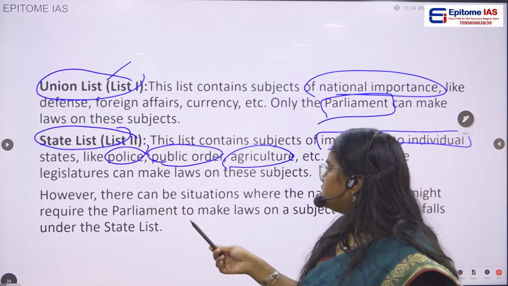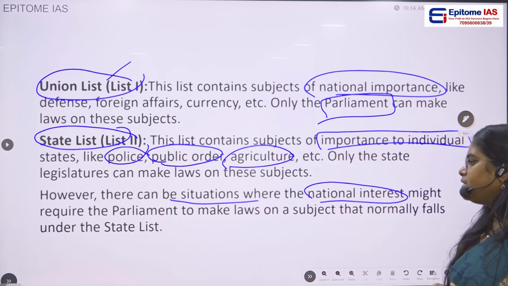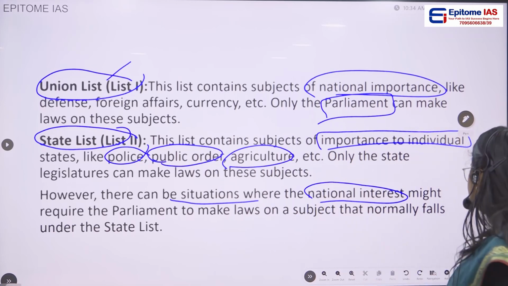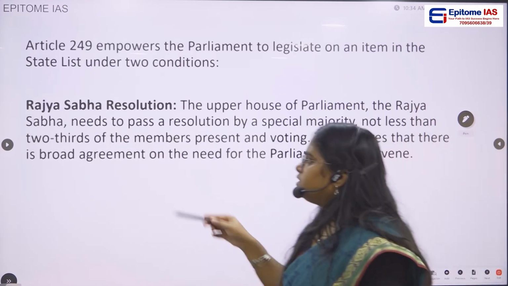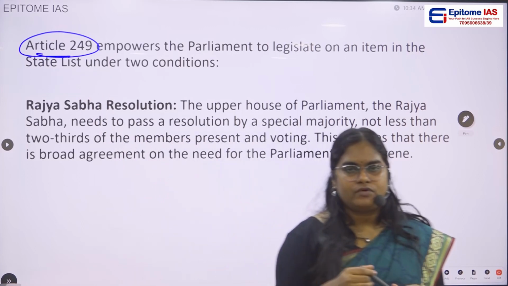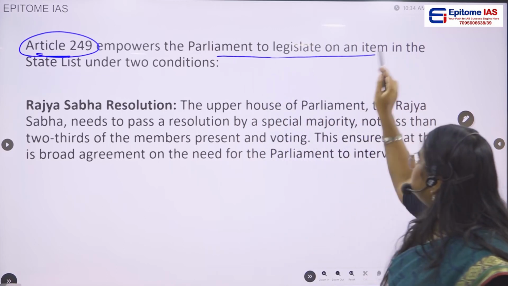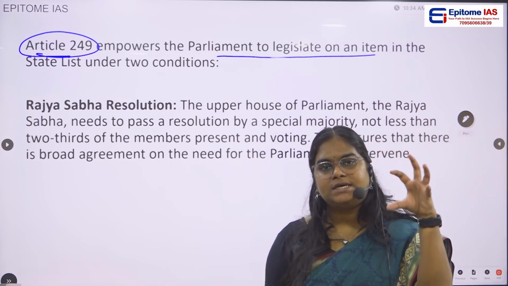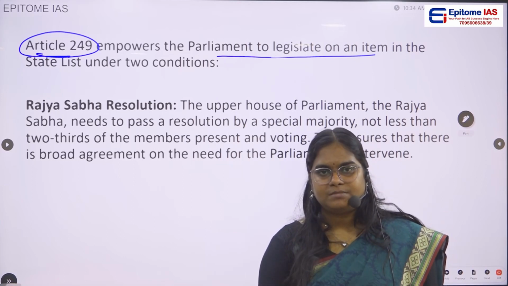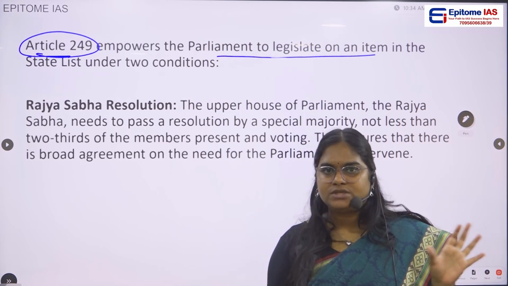However, there can be situations where the national interest requires the parliament to make laws on subjects that normally fall under the state list. Then this particular power is given by Article 249. Article 249 provides for the parliament to legislate on an item that is mentioned in the state list by moving a resolution in the Rajya Sabha with how much majority? 2/3 of the majority present and voting.